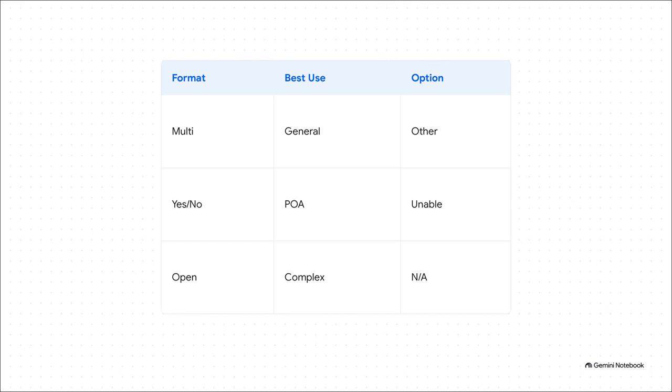So let's pull all of this together. To summarize the 2026 rulebook, multiple choice always requires that other option for alternative explanations. Yes, no, and POA queries absolutely require the unable to determine option to stay compliant. And open-ended queries, while super flexible, leave you relying entirely on whatever the provider decides to write down.